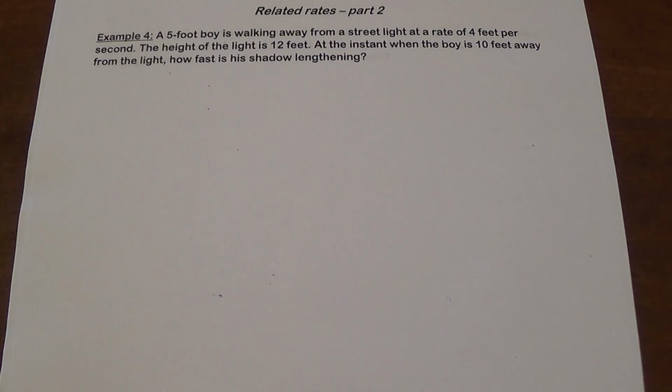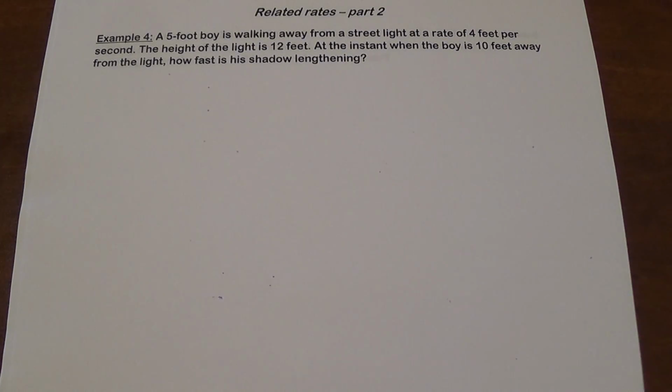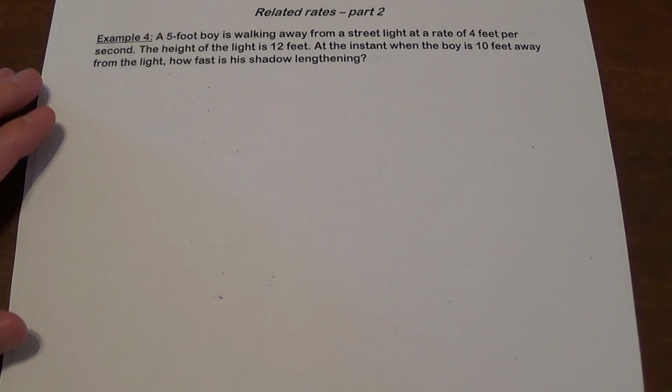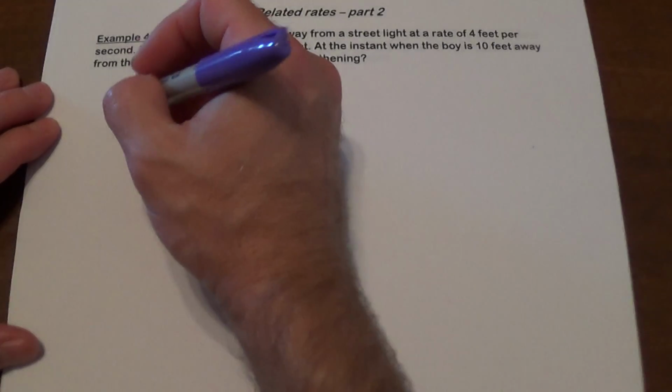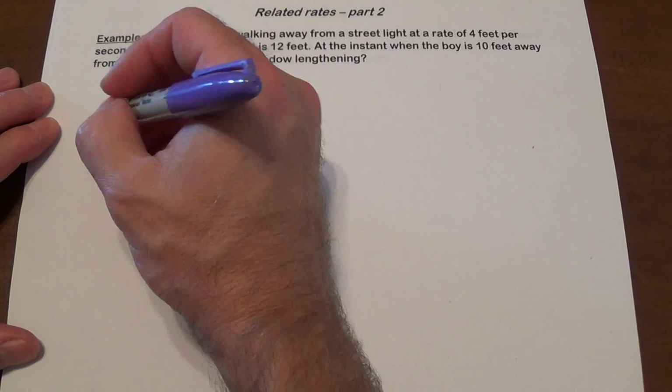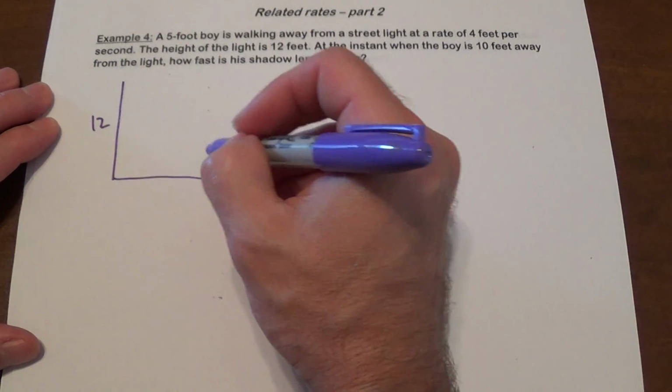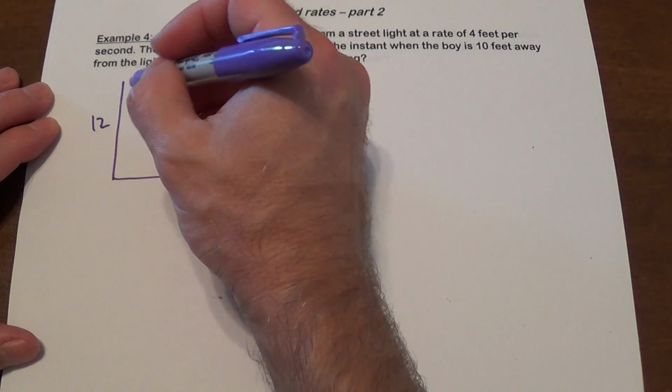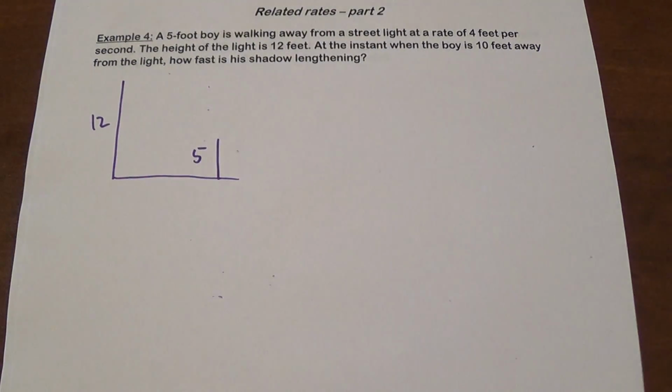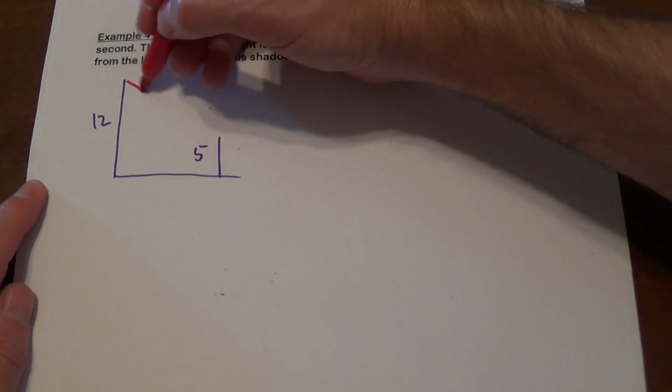A 5-foot boy is walking away from a street light at the rate of 4 feet per second. The height of the light is 12 feet. Let's draw a picture. So we have a light that's 12 feet. We have a boy who's 5. And we have the light from the street light is going to create a shadow.